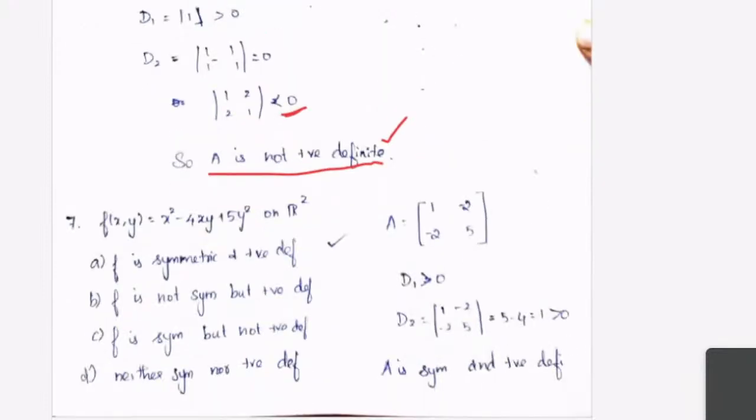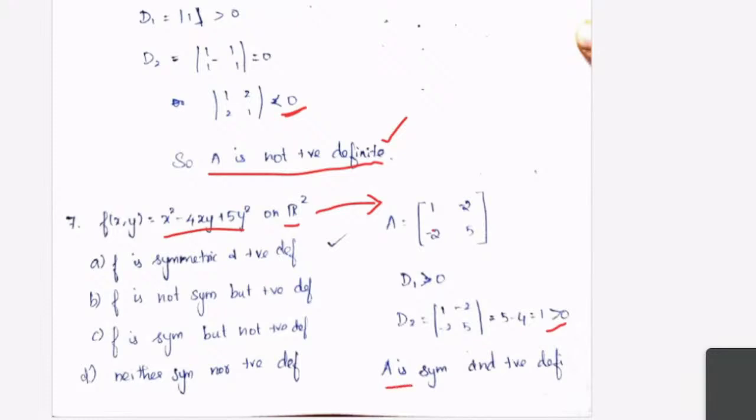Next question. F of xy is equal to x square minus 4xy plus 5y square on R2. So we have to convert this into canonical form. So we'll get the matrix: x square is 1, y square is 5, minus 4xy divided by 2, we'll get -2 and -2. Here D1 is greater than 0, that is 1 and 5 are greater than 0. D2 is nothing but the whole determinant of the matrix. So 5 minus 4 is 1, which is also greater than 0.